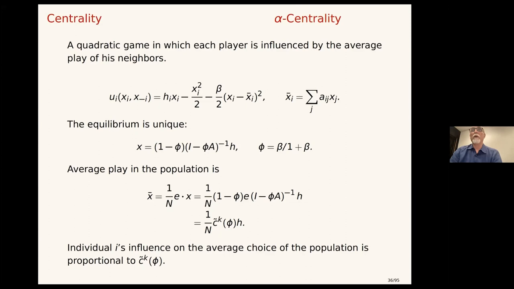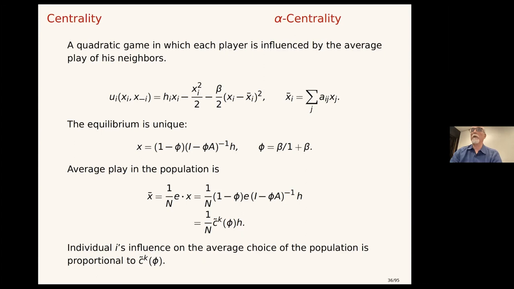So what we want to do is compute this average x bar, the population average action. And if we do this calculation, we see that x bar is equal to 1 over n times the modified Katz centrality vector times the vector h, the thing that people are bringing to the table. So the average choice of the population is proportional to modified Katz centrality with parameter beta over 1 plus beta.